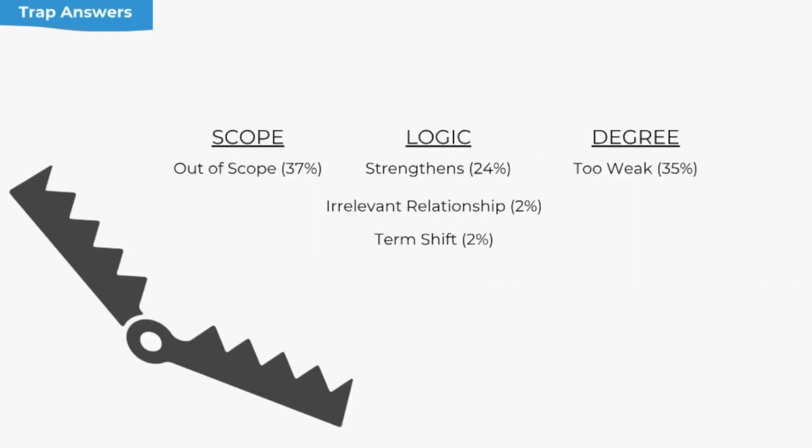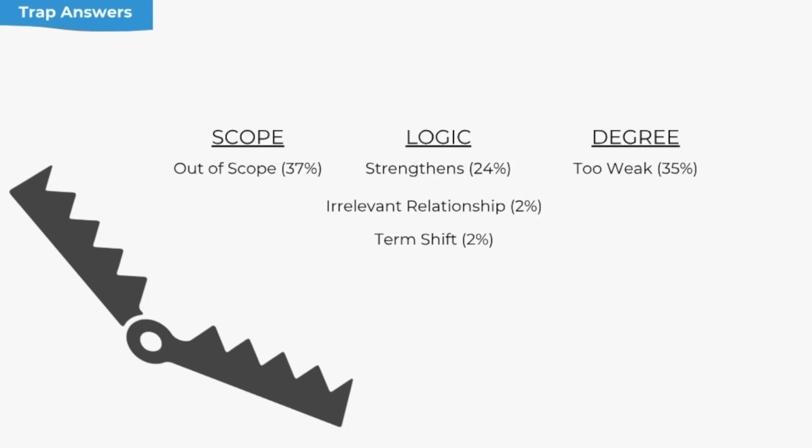So let's think about the kinds of wrong answers that are going to come up frequently when you're working on weaken questions. The most common wrong answer type, 37% of wrong answers, are wrong because they're simply out of scope. Those should be the ones that you get rid of on the first pass. The next biggest category is over in the degree area, so answer choices that are simply too weak to impact the argument. So you're looking for answer choices that are close, but not quite.